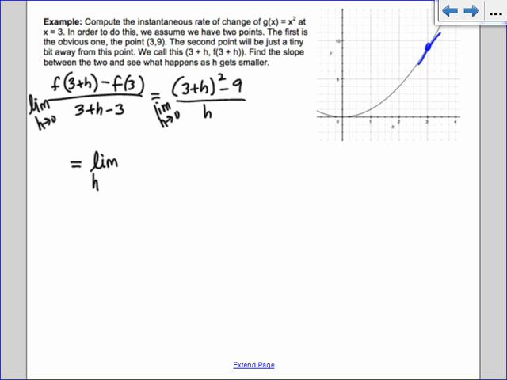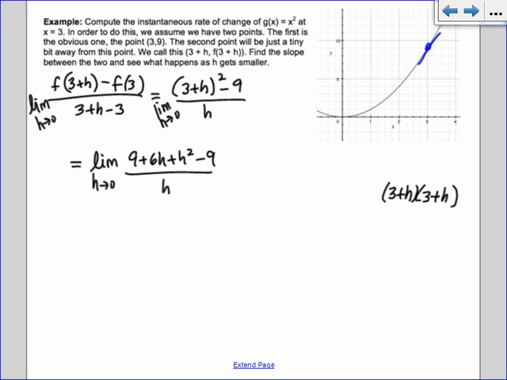Not factor. Yeah, FOIL it, right? Expand it. So if you have 3 plus h times itself, if you need to write it off to the side, it's fine. I did when I was in AP Calc. I always had to write it off to the side. So we get 9 plus 6h plus h squared minus 9, all over h.